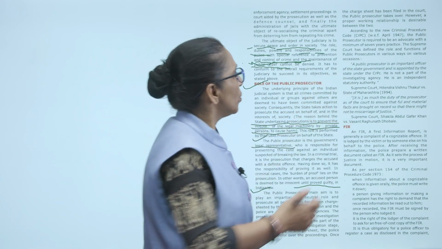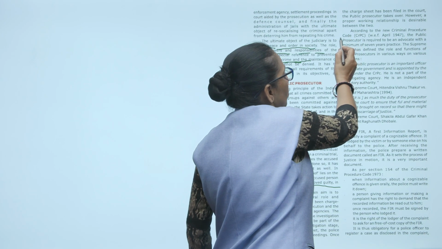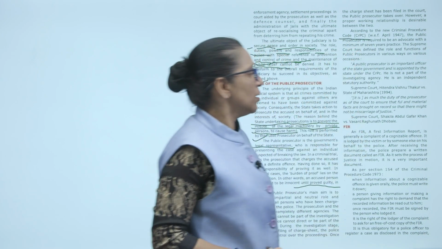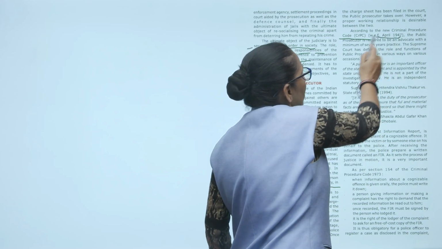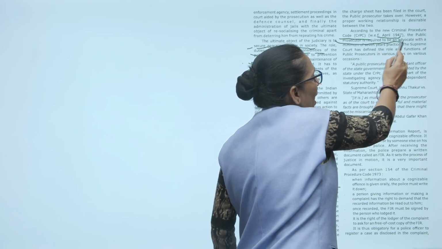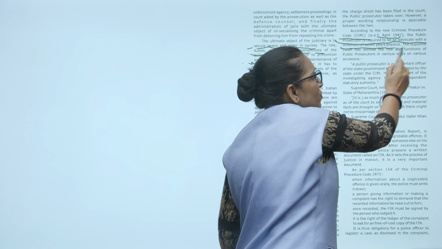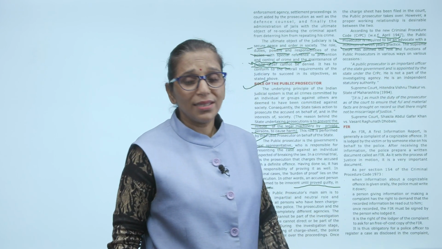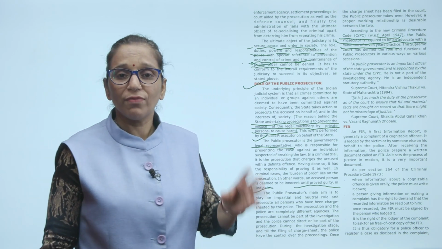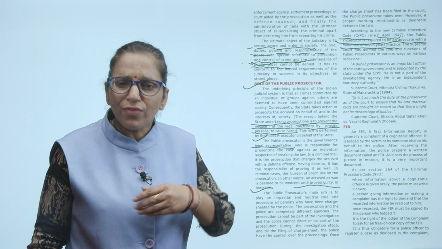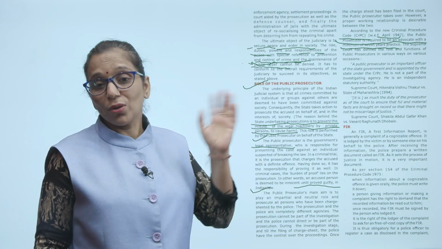So according to the new Criminal Procedure Code, CrPC, which came into effect in April 1974, the public prosecutor is required to be an advocate with a minimum of 7 years of practice. Then he or she can become the public prosecutor. 7 years of practice should be there. The Supreme Court has defined the role and function of the public prosecutor in various ways on various occasions.